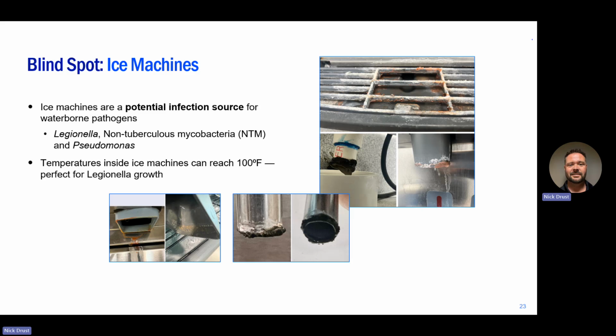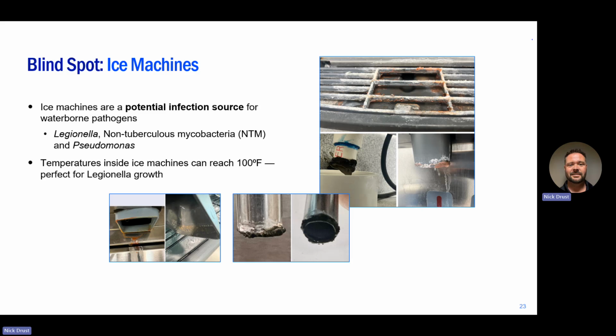Ice machines present a unique challenge because they combine several risk factors. First, they contain water. Second, they contain moisture. Third, they have surfaces that are difficult to inspect and clean. Fourth, they produce a product that is directly consumed by patients. That's a very different risk profile than many other pieces of equipment.